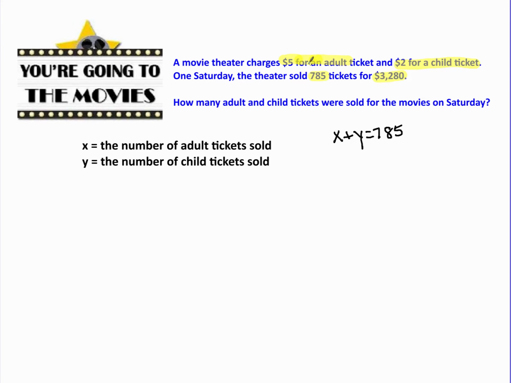Our next equation is going to come from the cost for each of the different types of tickets. If every adult ticket is $5, the total for adult tickets sold is 5 times x. So our next equation is going to be 5x plus the amount sold for children's tickets. Since every child's ticket is $2, 2 times y will give us that total. So 5x plus 2y is equal to the grand total of money that they made that day, $3,280. So now we have our two equations.